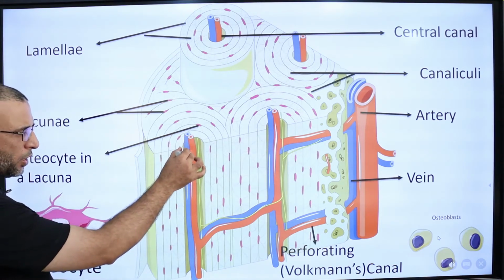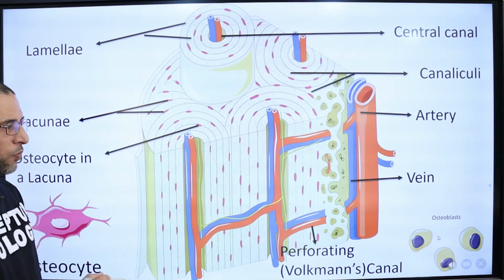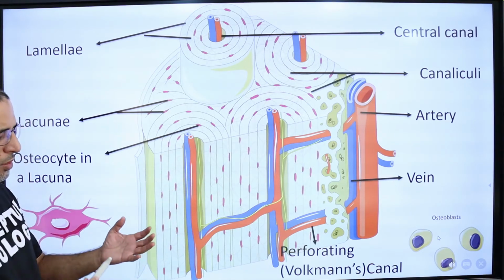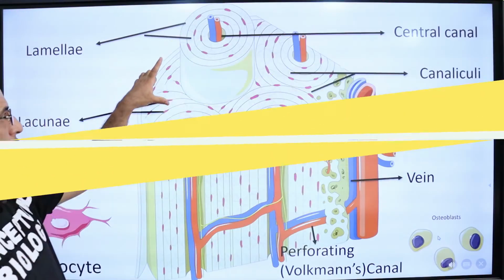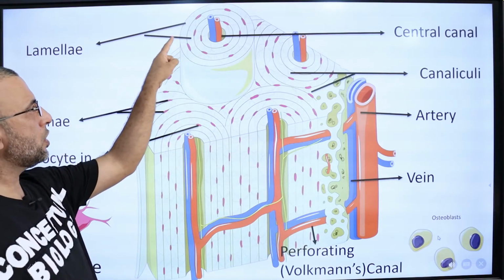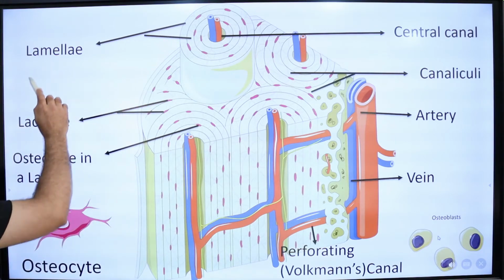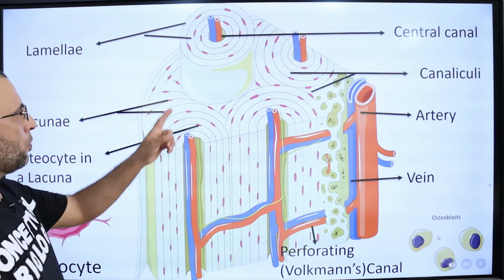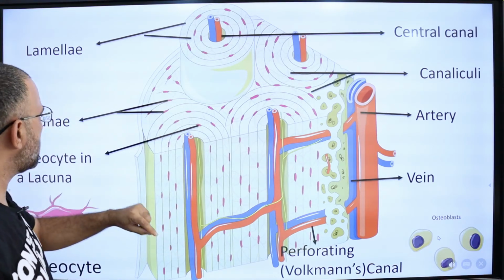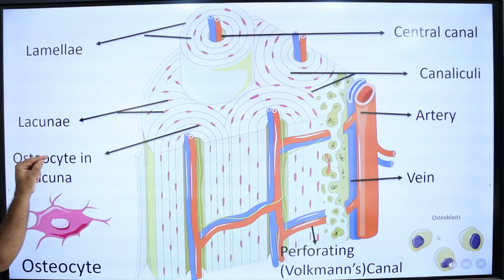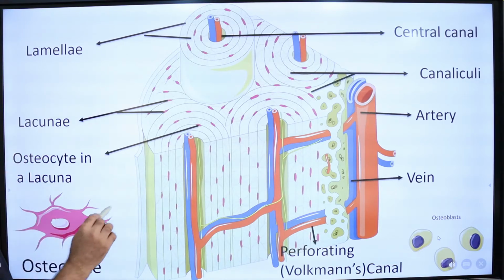In the center of each osteon, there is a central canal, and this central canal has blood vessels, lymph vessels, and nerves. This osteon has concentric rings, and these concentric rings are called lamellae. Between the lamellae, there are small cavities, and these cavities are called lacunae. Lacuna is singular, lacunae is plural.